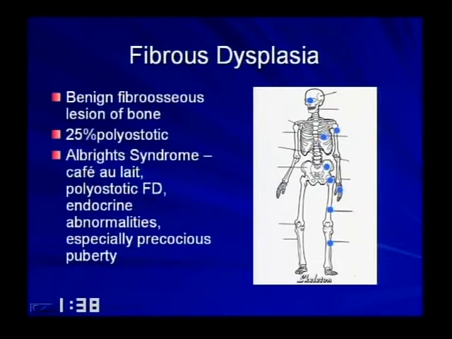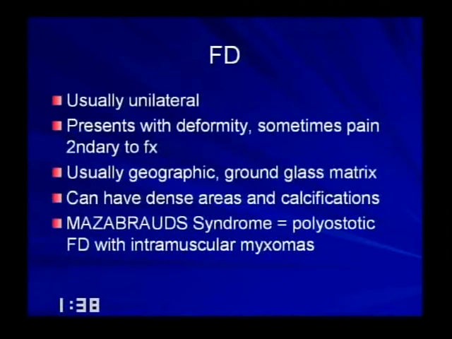Now, what about other benign fibrous lesions? Fibrous dysplasia is not uncommon. 25% of fibrous dysplasia is going to be polyostotic, meaning 75% is monostotic. There is a syndrome, Albright syndrome, where the patients have café-au-lait spots, polyostotic fibrous dysplasia, and endocrine abnormalities, the most common being precocious puberty. And there's also a syndrome called Mazabraud's, where they have polyostotic fibrous dysplasia with intramuscular myxomas.